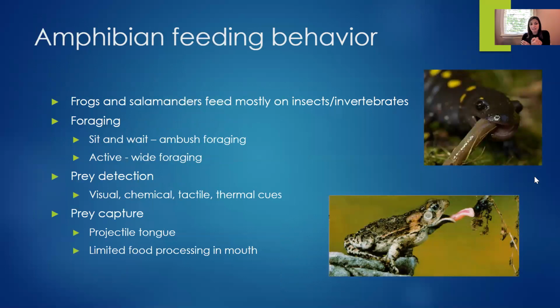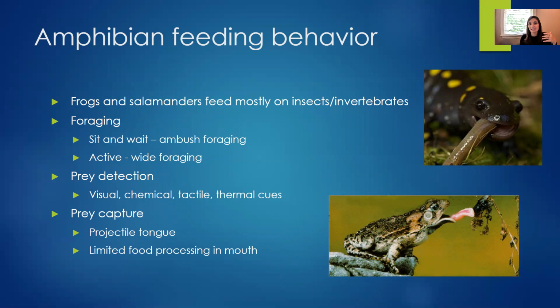As far as feeding behavior goes, frogs and salamanders feed mostly on insects and invertebrates. So there's two different approaches to foraging. Sitting and waiting, that's kind of ambush foraging. So just sit where you are, wait for something to come along, and then eat it. Or opposite to that is active foraging, or also called wide foraging, where the animal is actively seeking out prey. And you can kind of see the pluses and minuses of each.